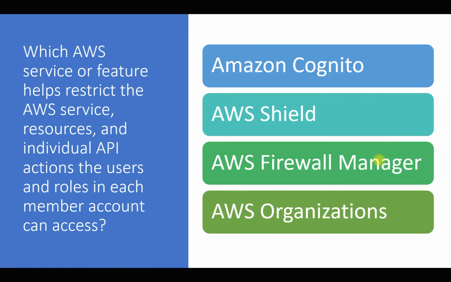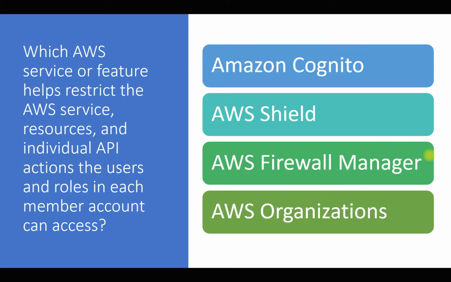Next service we have is AWS Firewall Manager. That is the service used for managing various security services in AWS. And the last service we have is AWS Organizations. AWS Organizations helps us to centrally manage and govern our environment as we grow and scale our AWS resources. Programmatically, we can create new AWS accounts and allocate resources, and group accounts to organize our workflow.